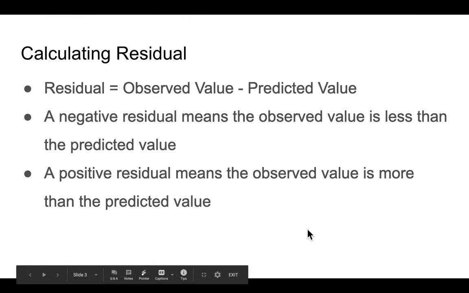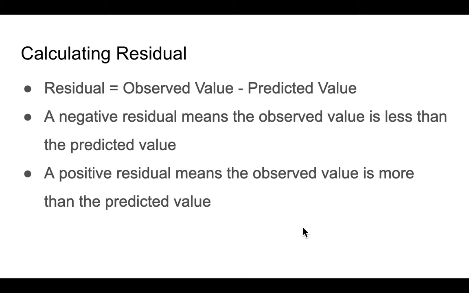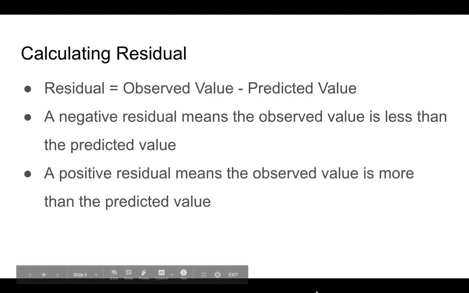Calculating the residual. We actually had this slide in a previous presentation. I just wanted to review how you calculate a residual. To find the residual, it's the observed y value, subtract the predicted y value. A negative residual means the observed value is less than the predicted value. A positive residual means the observed value is more than the predicted value.